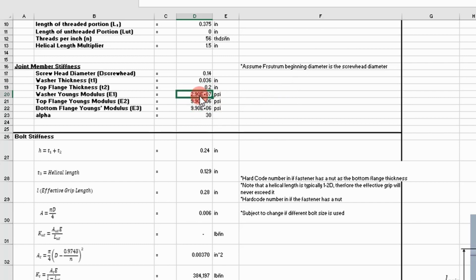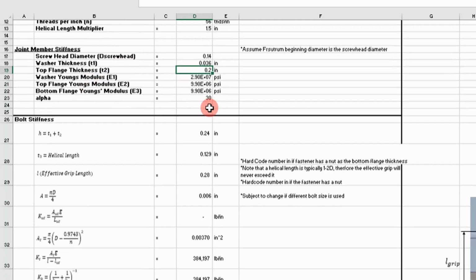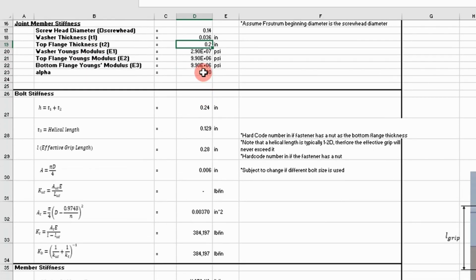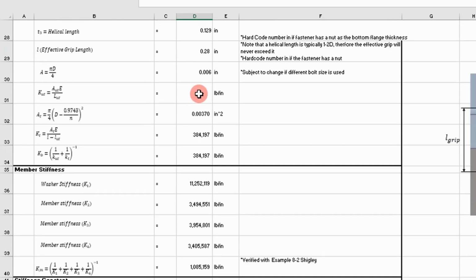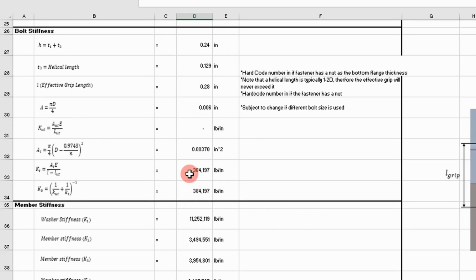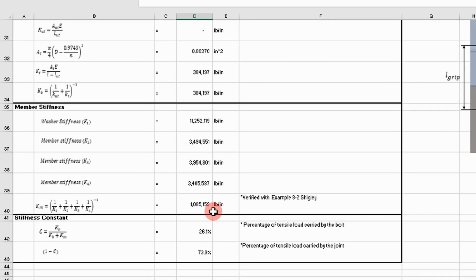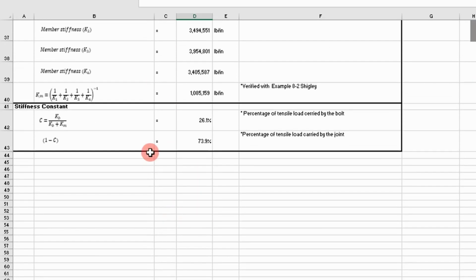These are the material properties for the washer's Young's modulus, and then our Frustum angle is 30 degrees. So we put in all these parameters and it goes through and calculates our bolt stiffness, our member stiffness, and then it spits out how much of the tensile load is carried by the fastener, which is 26.1%.